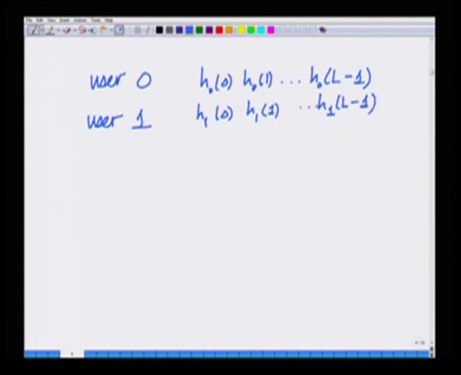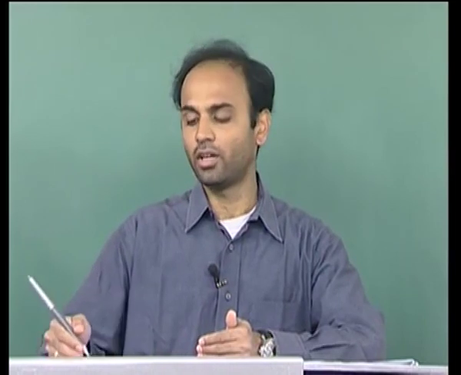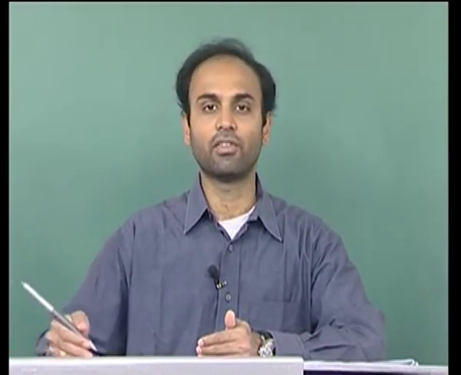I am assuming that the lengths of these different multipath channels are constant, so as to simplify the expressions a little bit, but without any loss of generality, you can assume that these different channels have different numbers of multipath components, and the expression does not change. It is essentially the same.